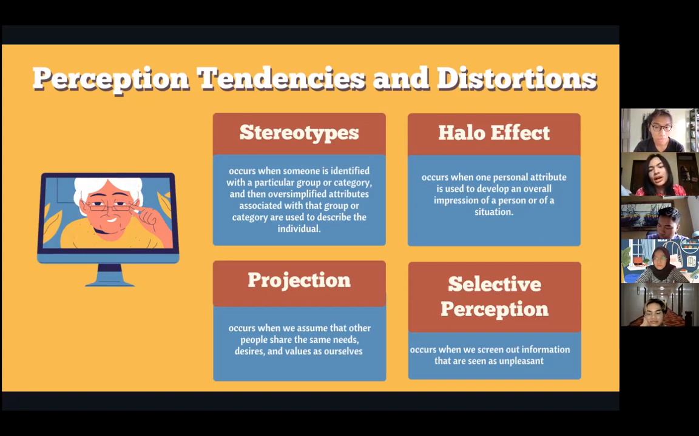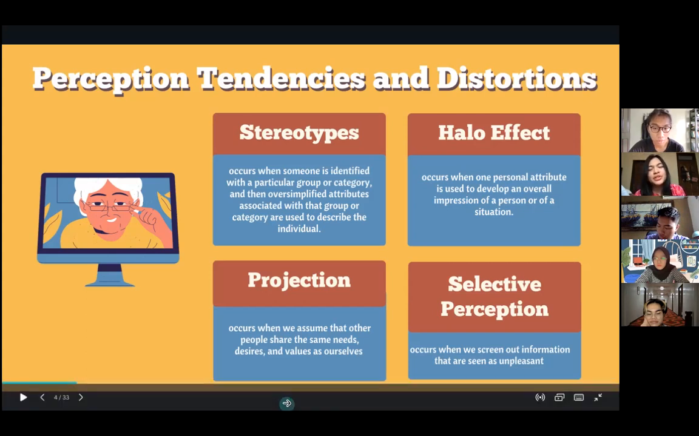The last one is selective perception, which occurs when we screen out information that is seen as unpleasant. So we just look at things that we want to look at and we ignore things that we don't want to look at.